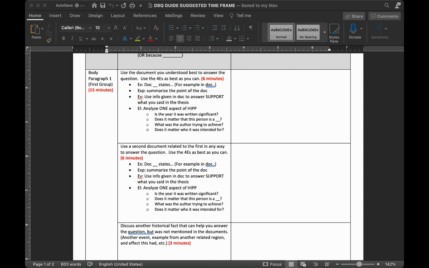Either analyze what's significant about the year, or why it matters who the person writing is, or what the author is trying to accomplish by the document, or if it matters who it was intended for. You don't have to do all 4. All you need is one of those.